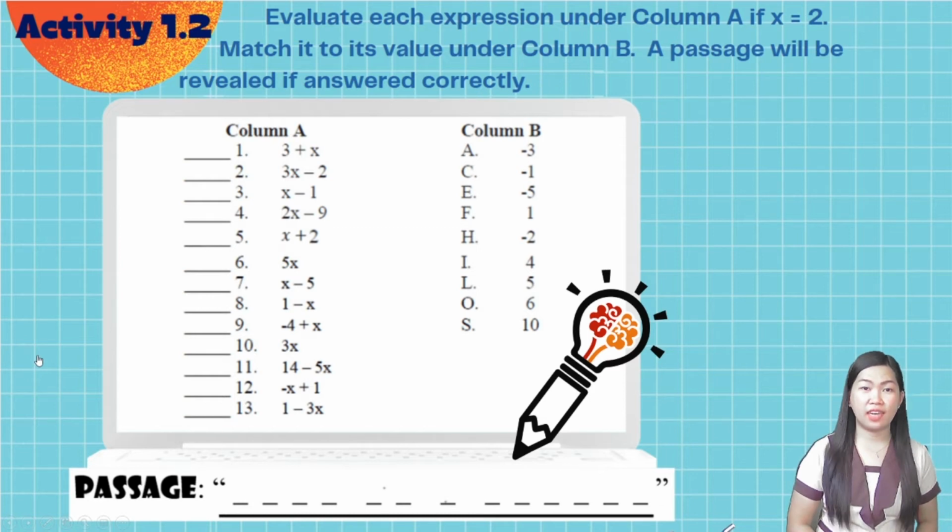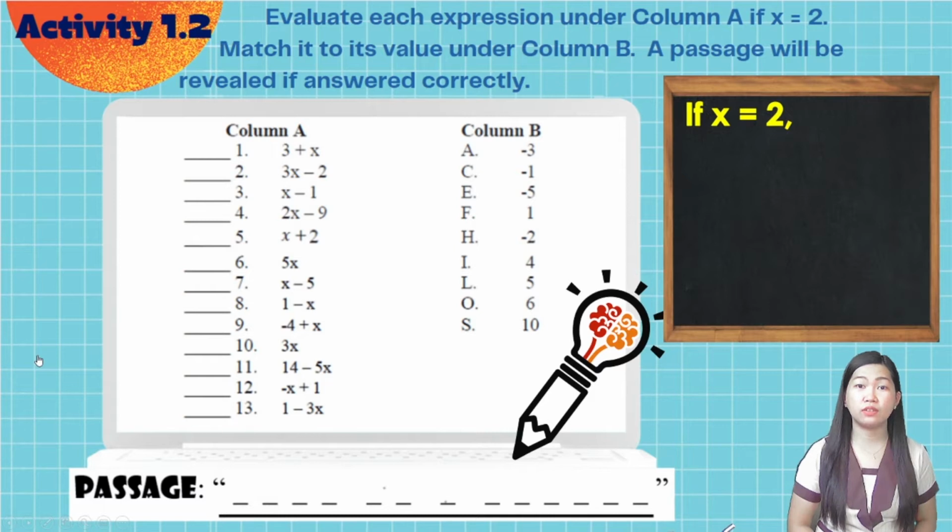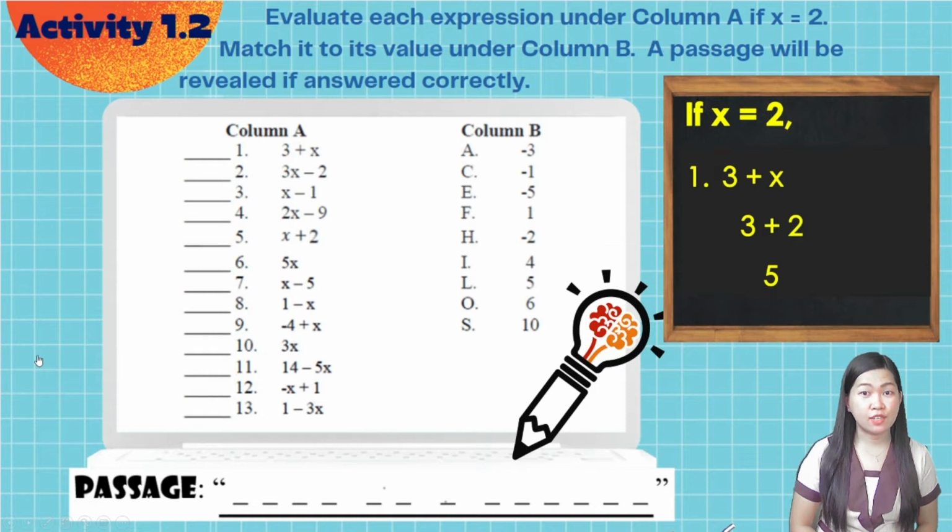Here, we will evaluate each expression under column A if x is equal to 2 and match it to its value under column B. And a passage will be revealed if answered correctly. So number 1. So if x is equal to 2 and our expression is 3 plus x. So by substitution, we have 3 plus the value of x, which is 2. The answer is 5. And 5 is in letter L.